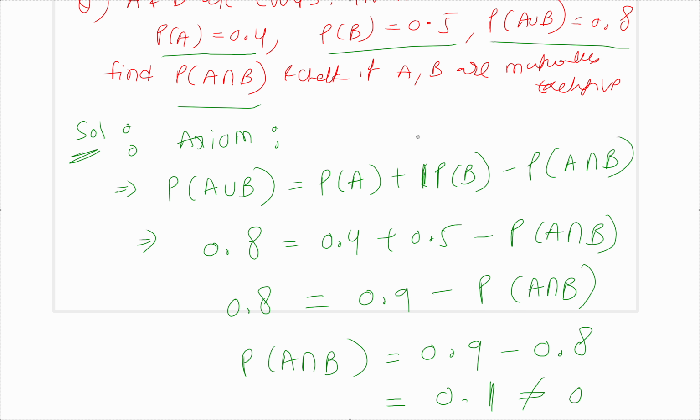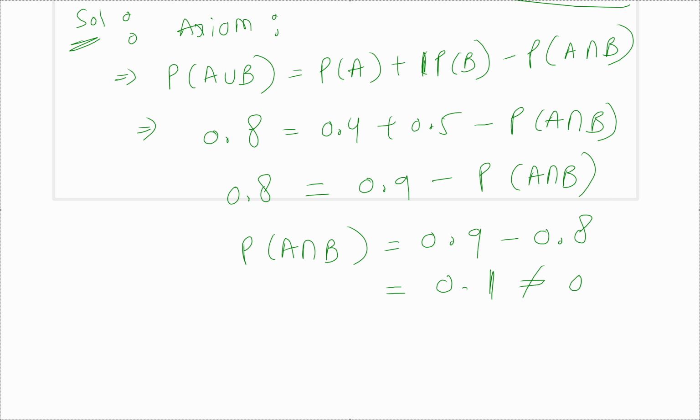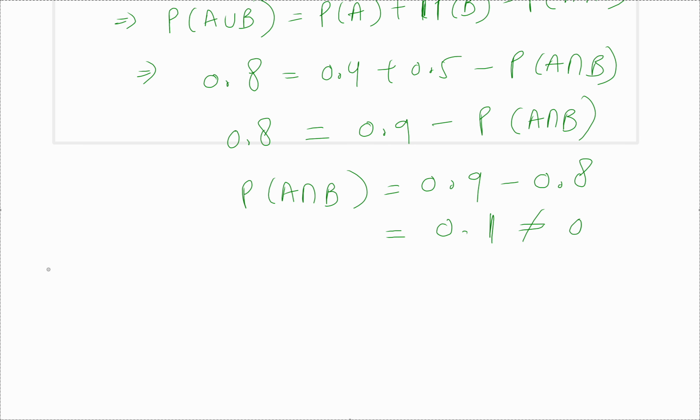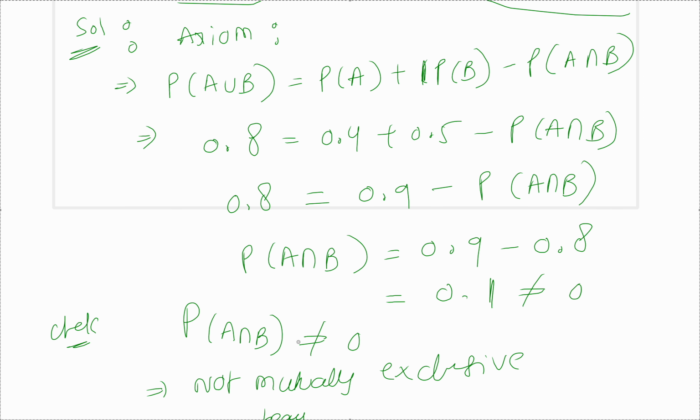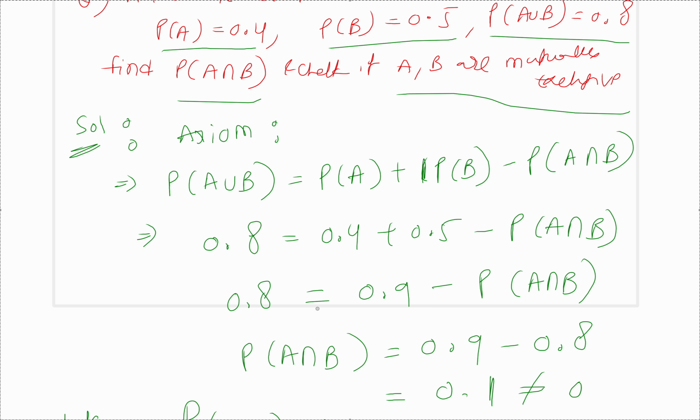So we also check whether A and B are mutually exclusive or not. We have to check whether probability of A intersection B is not equal to 0. We can say that it is not mutually exclusive, because probability of A intersection B is not equal to 0. So A and B are not mutually exclusive.